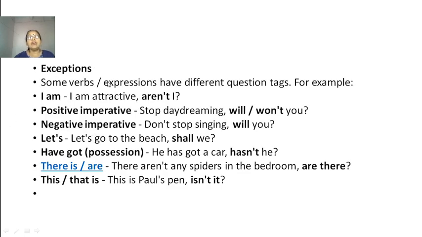Exceptions. Some verb expressions have different tags. For example, I am attractive. You cannot write am I not, no, it is aren't I. Positive imperative, stop daydreaming. Won't you? Will you? Both are correct. Negative imperative, don't stop singing. Will you? Let us go to the beach. Shall we?